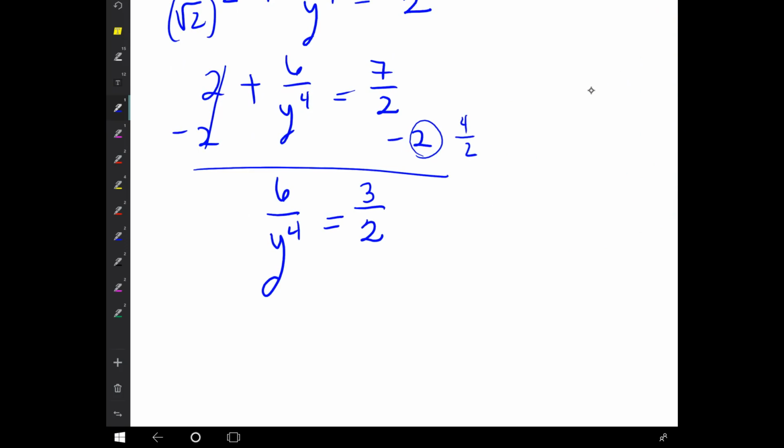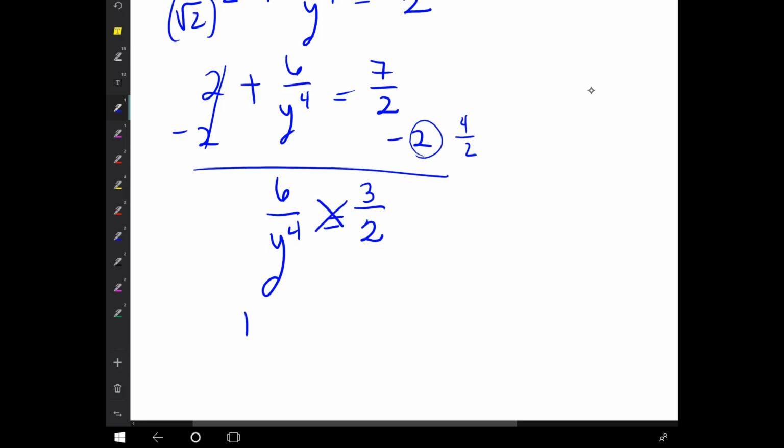Cross product property, 6 times 2 equals 12.